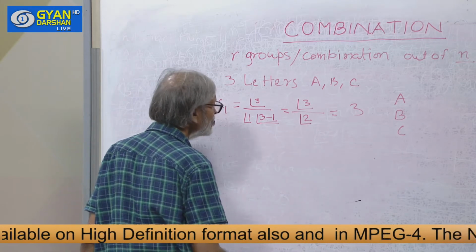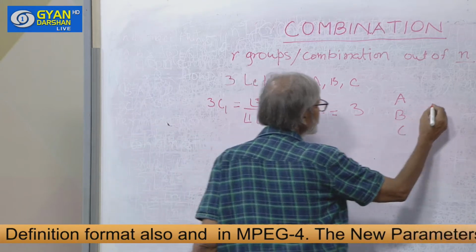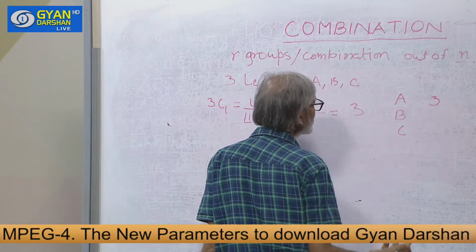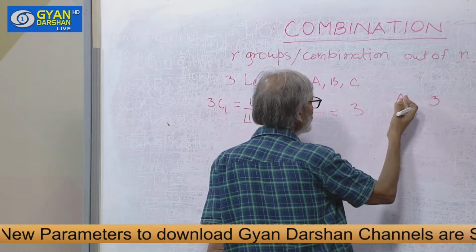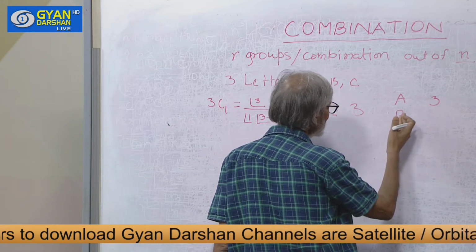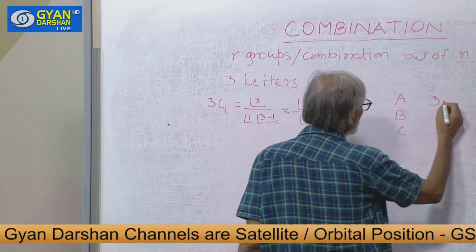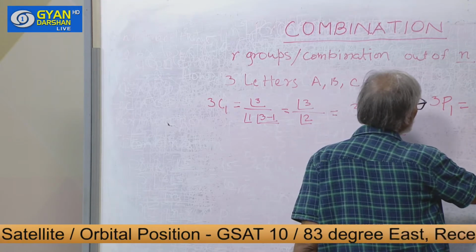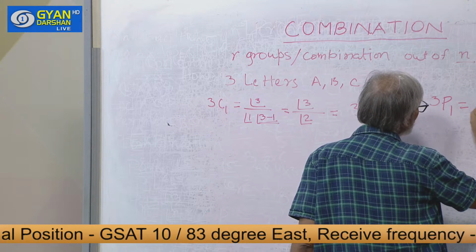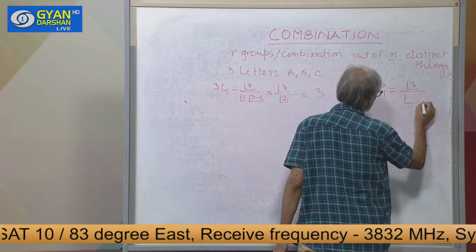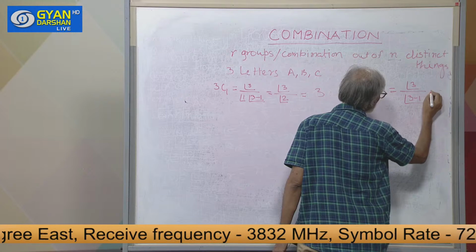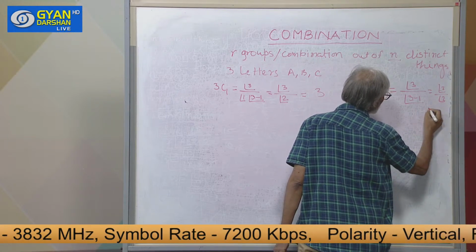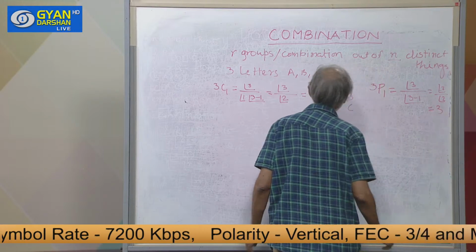3P1 will also be the same thing, because in one letter order is not important. You have to put A just like that, B just like that, C just like that. So, 3P1 will also be equal to factorial 3 divided by factorial 3 minus 1, which is factorial 2. So, factorial 3 divided by factorial 2 will also be equal to 3.